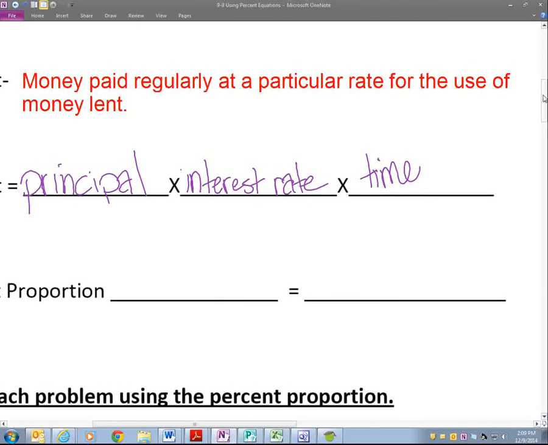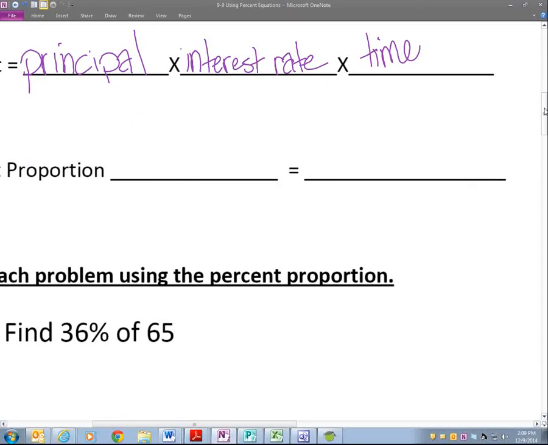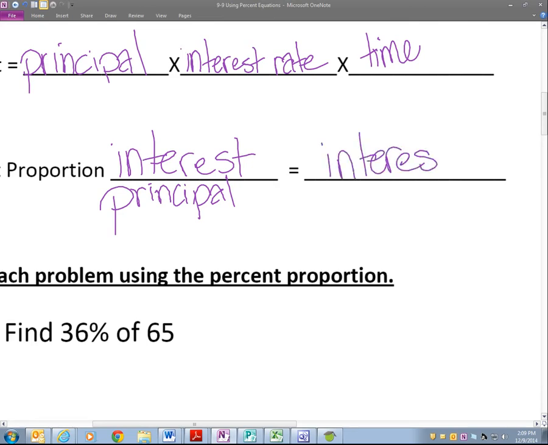There's also a proportion for this, which would be this: the interest over the principal is equal to the interest rate over 100. So this is the proportion for finding one of those things.